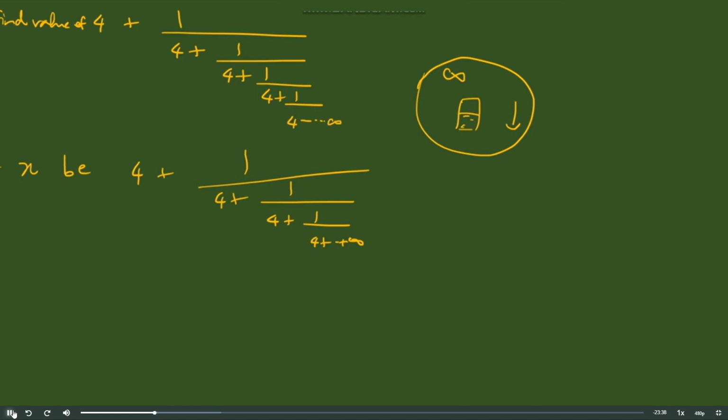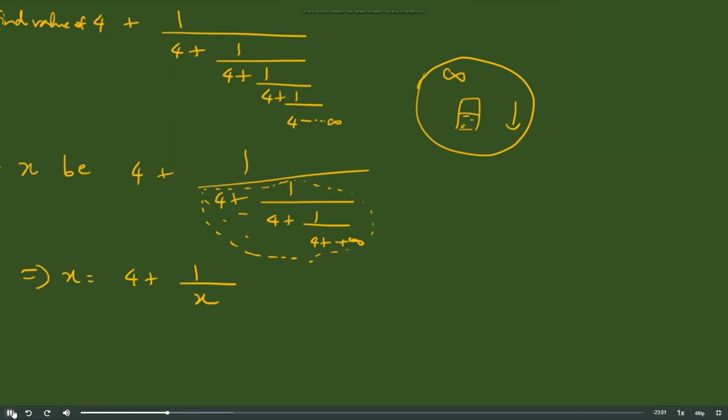Now, if I were to just take this value alone, look at this value, 4 plus 1 by 4 plus 1 by, this is nothing but x, right? x is equal to 4 plus 1 by 4 plus 1 by etc. When I ignore the numerator and the 4 here and consider only this portion, it is also equal to x. So x is equal to 4 plus 1 by x.